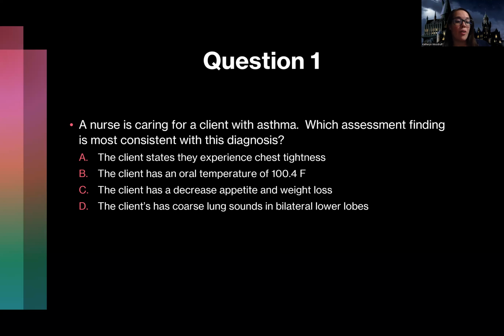B, C, and D all seem to apply to other respiratory disorders. The only one that really has to do with asthma is going to be A, and that is the correct answer. So I hope that helped.